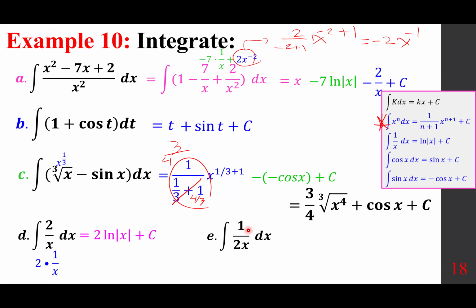We do the same thing here. We rewrite it as the product of 1/2 and 1 over x. So we can see the 1/2 remains, and you're working on this piece, which is again a natural log. So 1/2 ln of absolute value of x plus a constant.